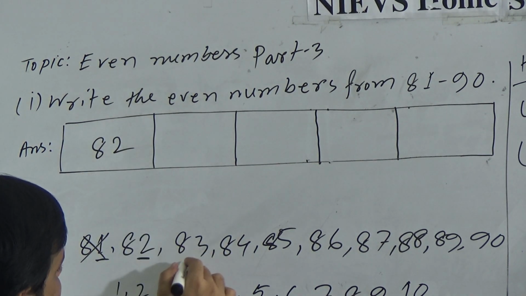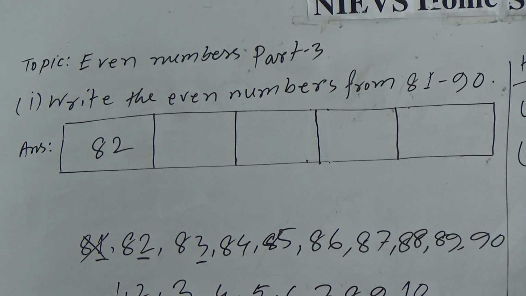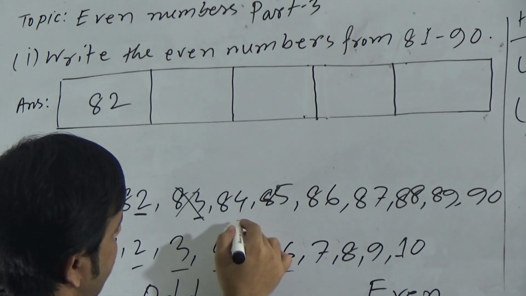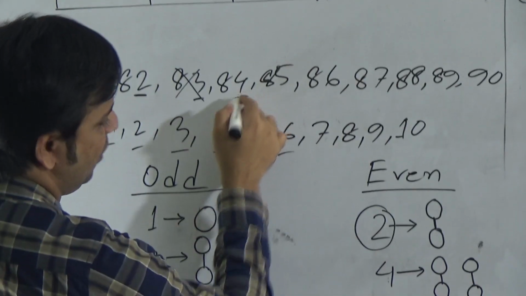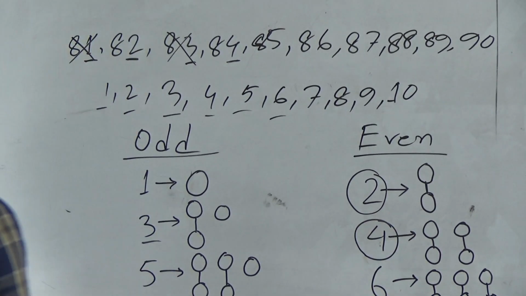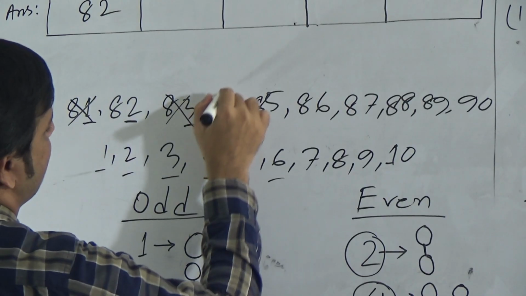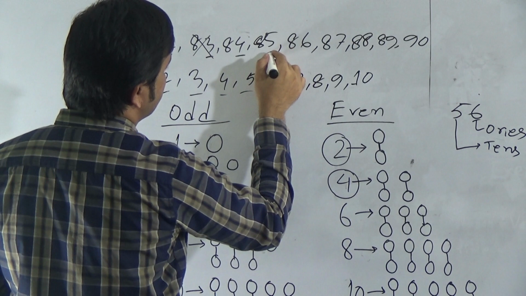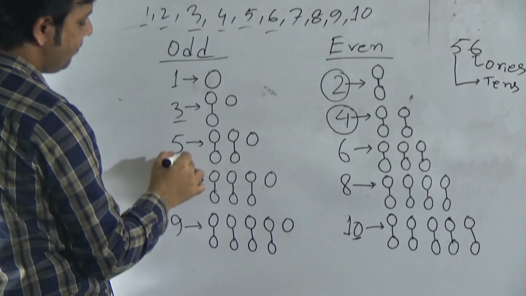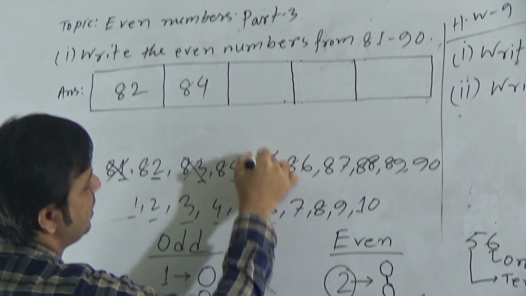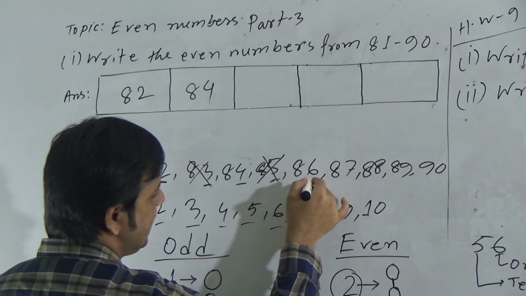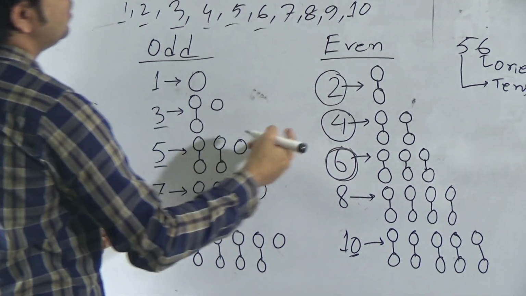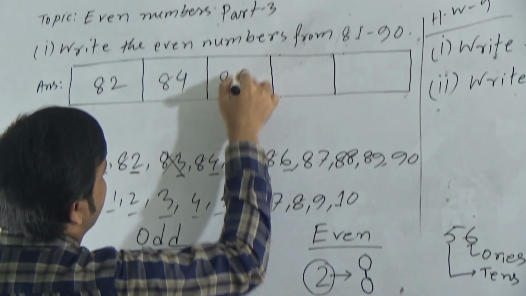Now 83, the ones place is 3 here. 3 is odd. So this is not even. Now 84, the ones place is 4. If the ones place is 4, then the number is even. So 84 is even. Now 85, the ones place is 5 here. 5 is odd. So this is not even. Now 86, the ones place is 6. 6 is even. So the number 86 will be even.